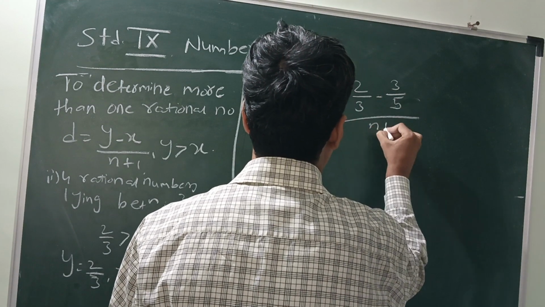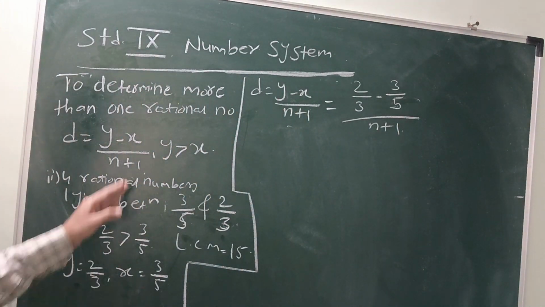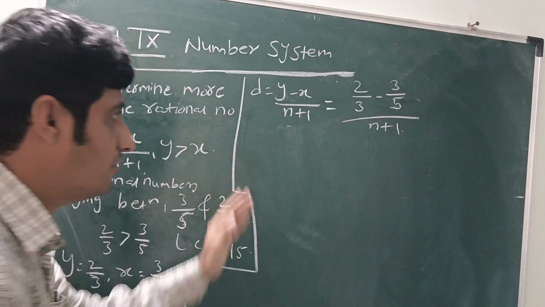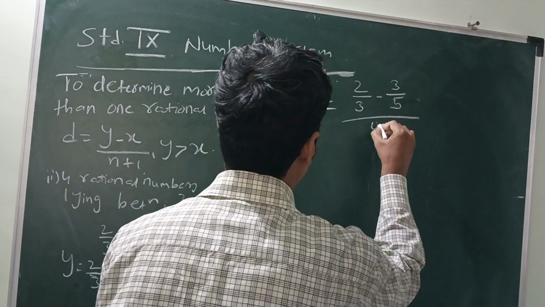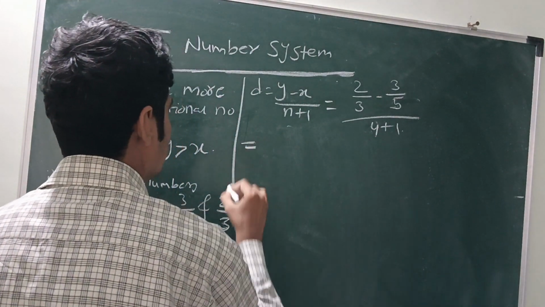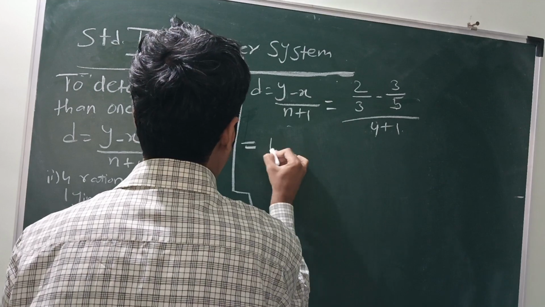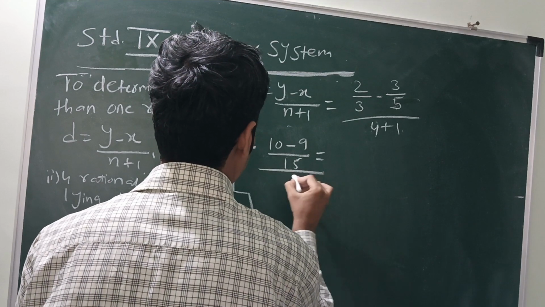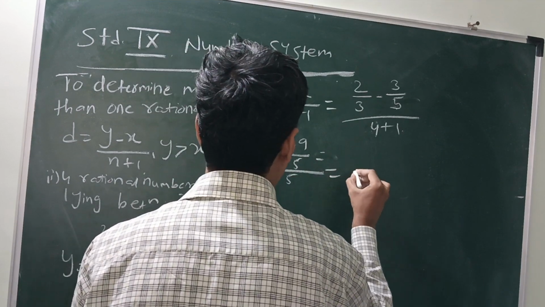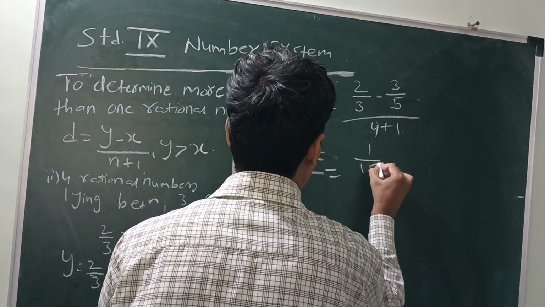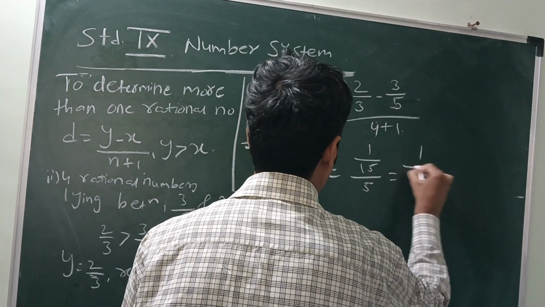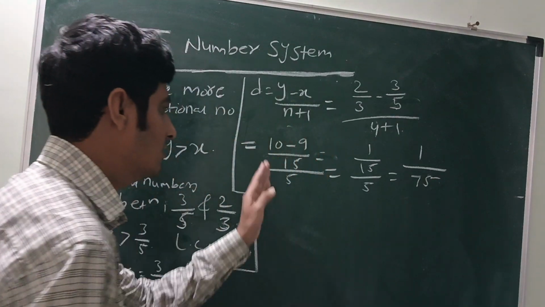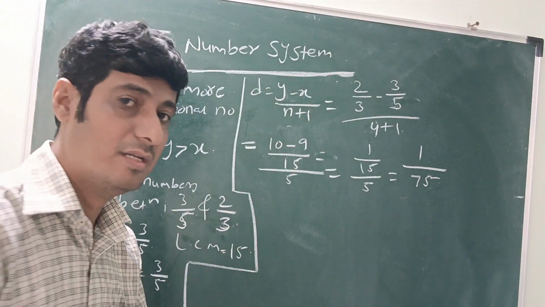Divided by n plus 1. The value for n is 4. We have to determine 4 rational numbers. Therefore, the value for n is 4. So, write here 4 plus 1, which is equal to (10 minus 9) upon 15 divided by 5, which is equal to 1 upon 15 upon 5, which is equal to 1 upon 15 fives are 75. So the value for D is 1 upon 75.